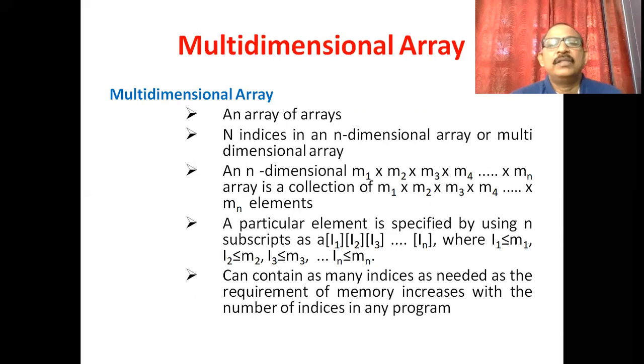Next is the multidimensional array. A multidimensional array is an array of arrays. Here we use n indices to determine the address of any element. An N-dimensional array M1 cross M2 cross M3 up to Mn is a collection of M1 into M2 into M3 up to Mn elements, and any specific element is specified using n subscripts A, I1, I2, I3 to In.